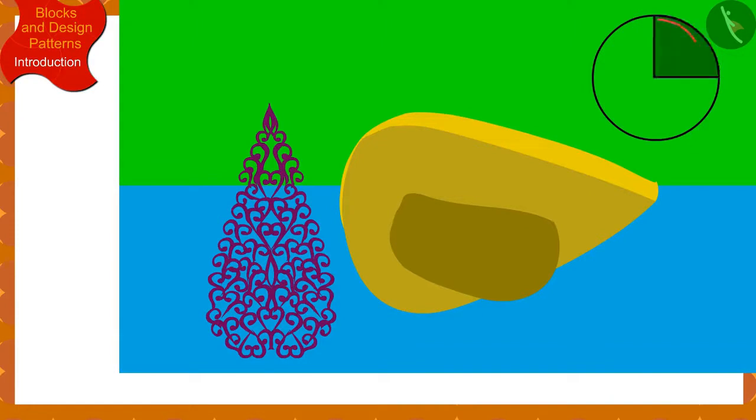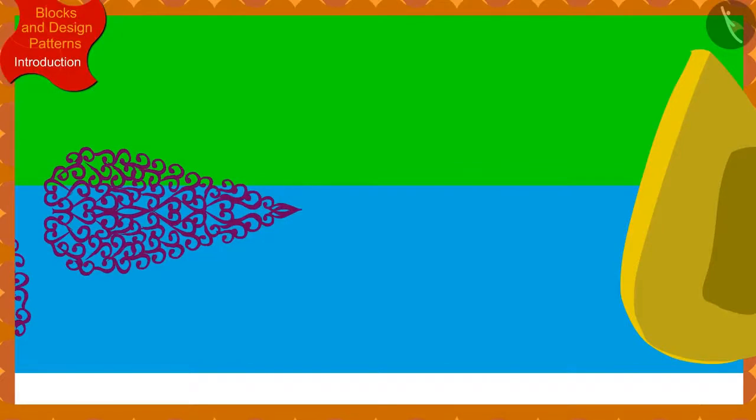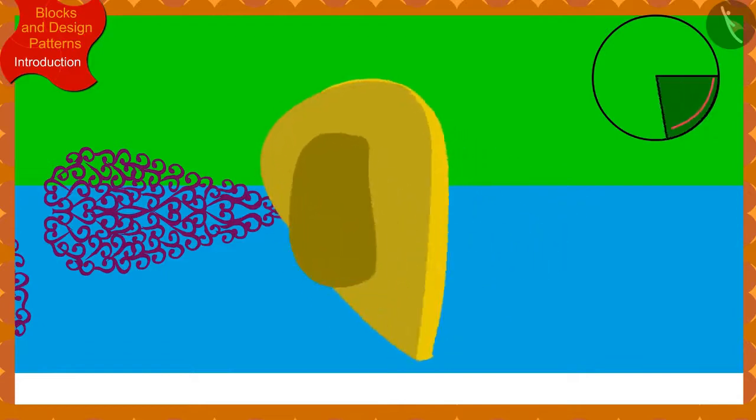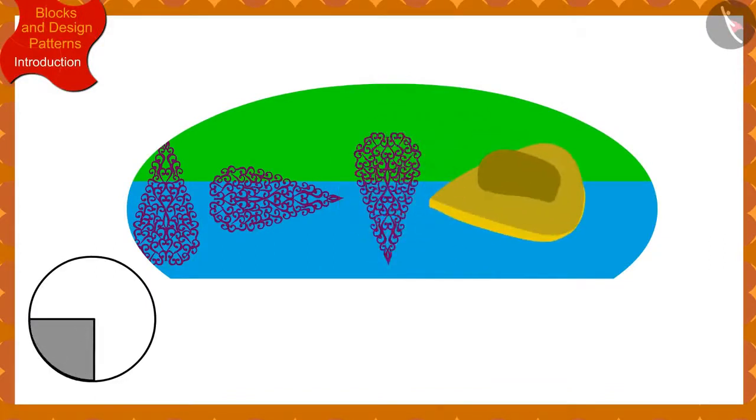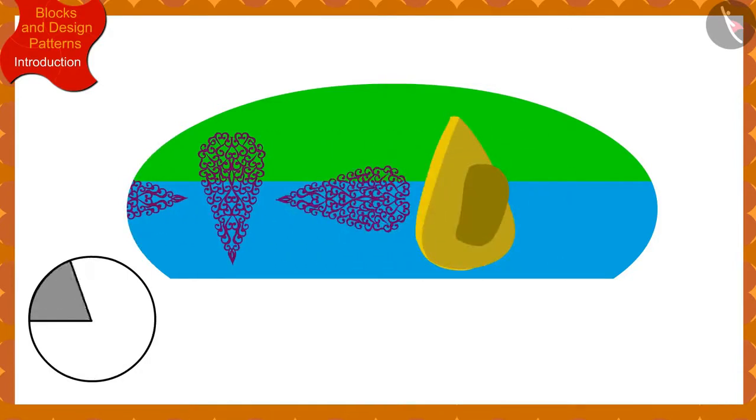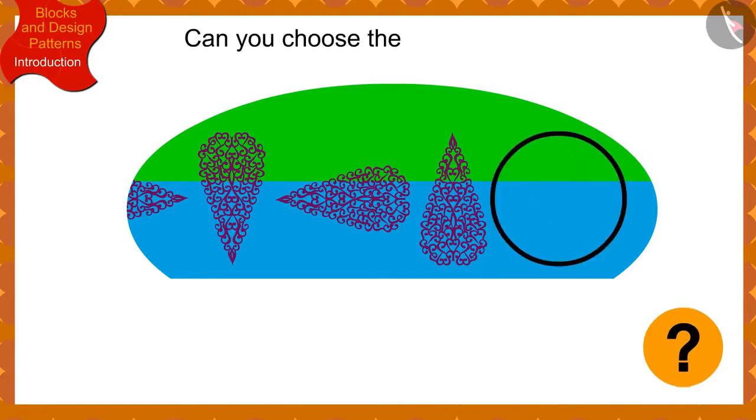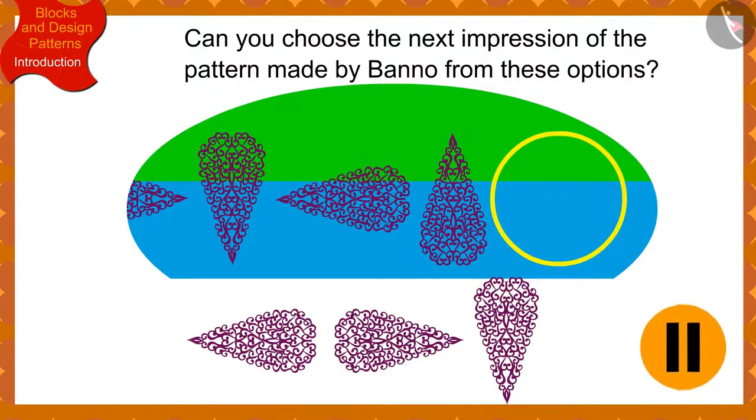Banno continued to make the design on Chanda's sari in this way, every time dipping the block in the box of color and rotating it a quarter from the previous impression. Children, if Banno has made this design so far by rotating the block by a quarter in the clockwise direction every time, can you choose the next impression of the pattern made by Banno from these options? If you wish to, you may stop the video and think of the answer.